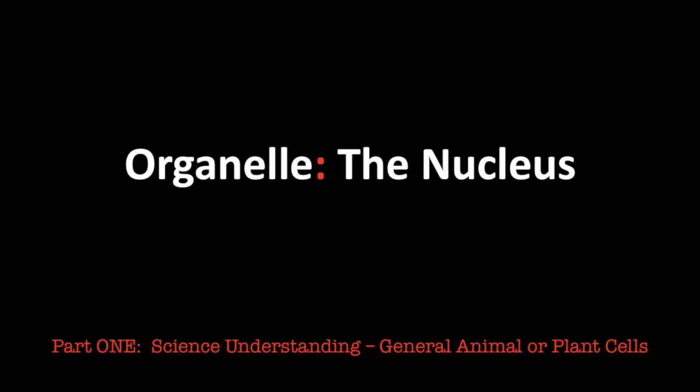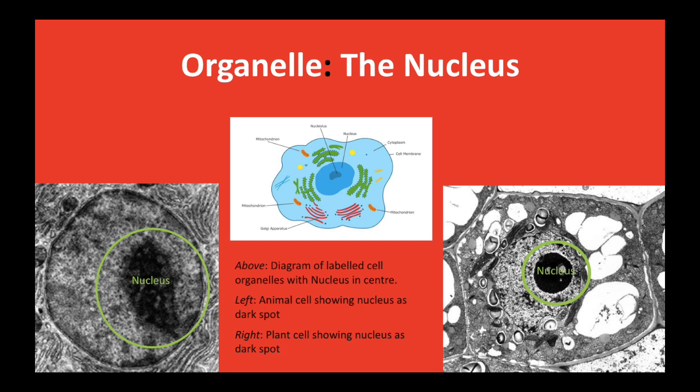The nucleus is considered one of the most important organelles inside either a plant or animal cell. It acts like the brain of the cell, controlling eating, movement, and reproduction. The nucleus is only found in eukaryotic cells. The best description of a nucleus is a big black dense spot located toward the middle of the cell.